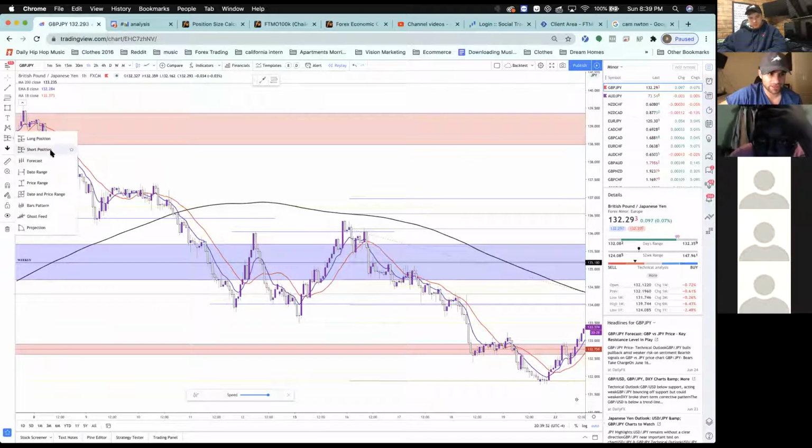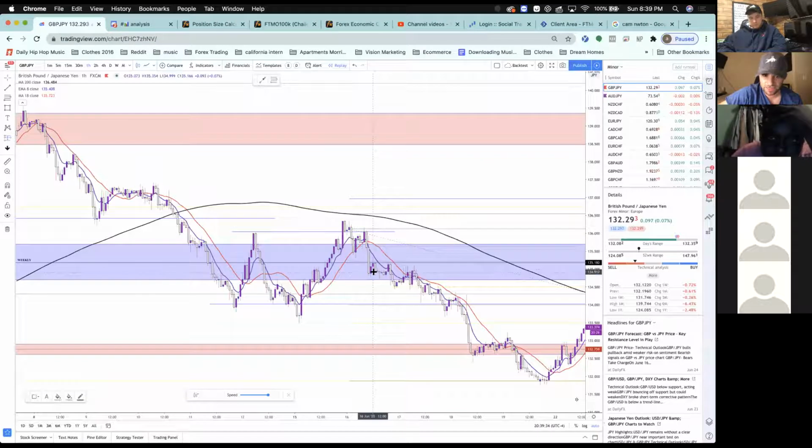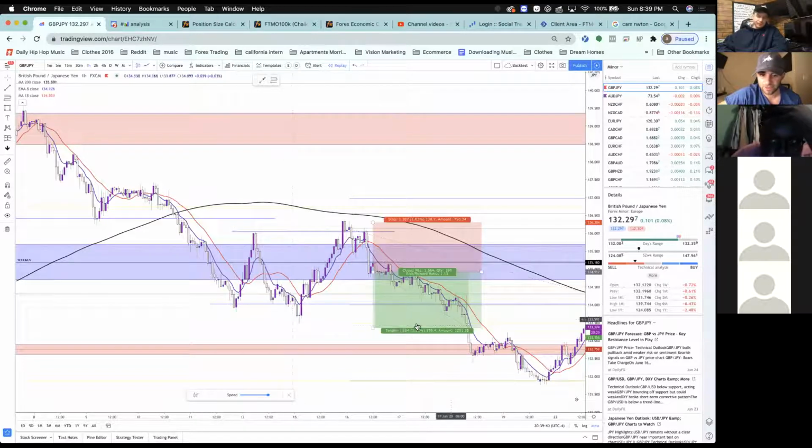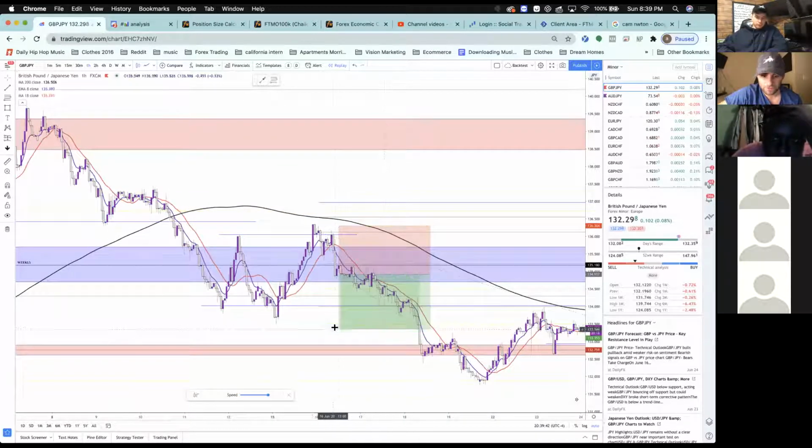I mean, GJ, the volatility on this is insane. Stops definitely would have been a little bit tighter, 130 pips. Definitely better than 260 pips. But look at the reward. You know what I'm saying?